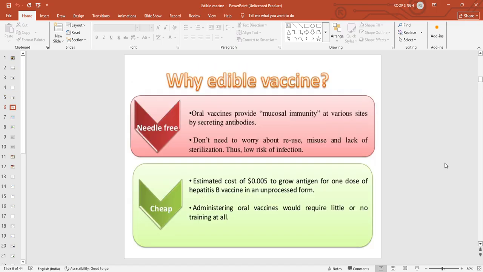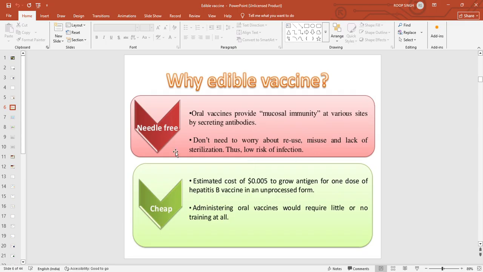So why do we need an edible vaccine? It's an oral vaccine, so it's needle free. You don't have to inject. Most vaccines have to be injected, and particularly kids don't like being injected. These edible vaccines are used as oral vaccines. The oral vaccine provides mucosal immunity at various sites by secreting antibodies. You do not need to worry about reuse, misuse, and lack of sterilization, thus low risk of infection.